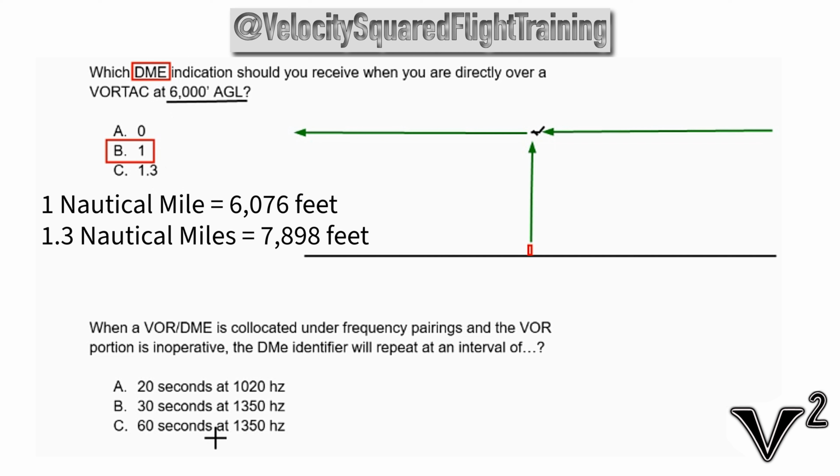Right, the next one's just pure memory. I want you to know that a VOR/DME that's co-located under frequency pairings, and the VOR portion is inoperative. So that's the key for this question, right? The VOR portion is inoperative. The way that it's going to tell you that, it's going to repeat at an interval of every 30 seconds at 1350 hertz. Okay, 30 seconds. So that's how you know that the VOR portion of the VOR/DME is inoperative. Okay, just a memory question. Nothing else you're going to need to know about that.